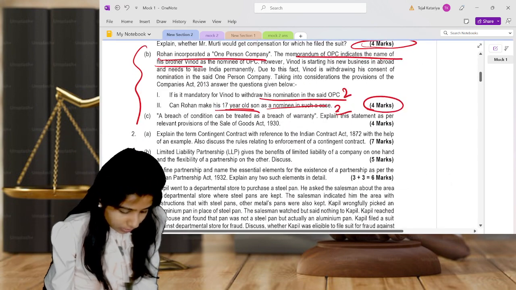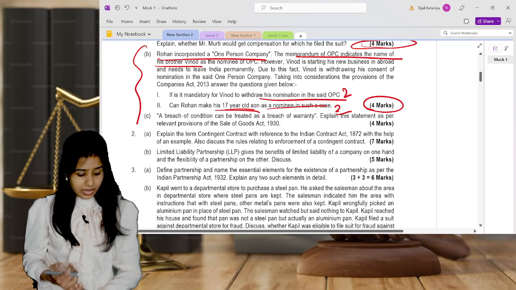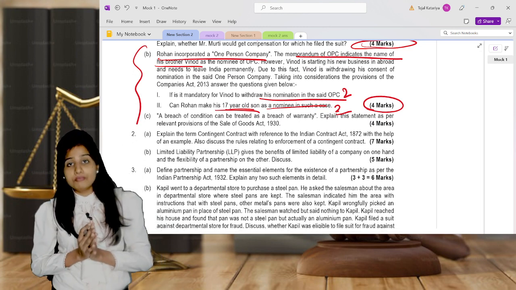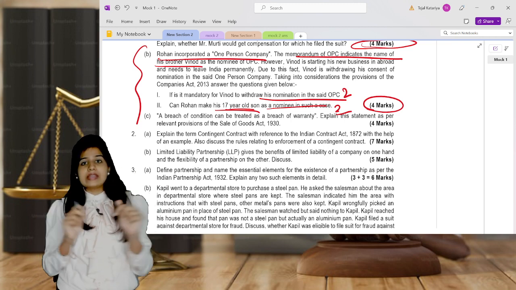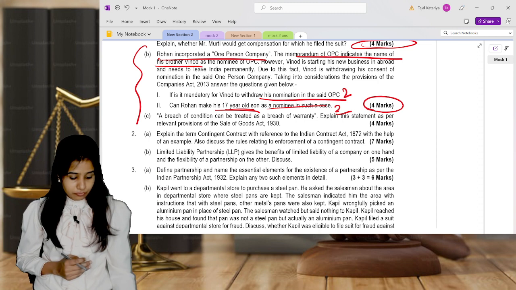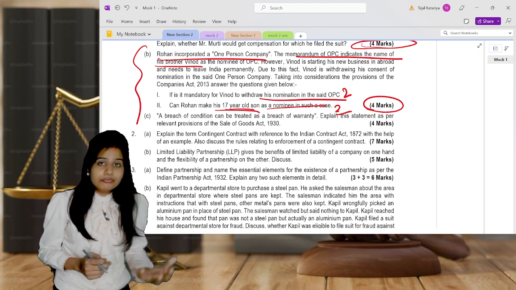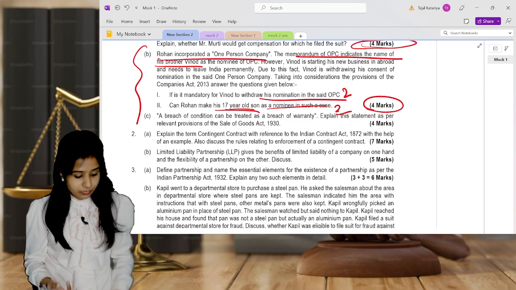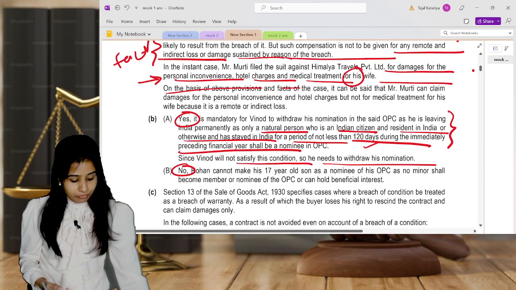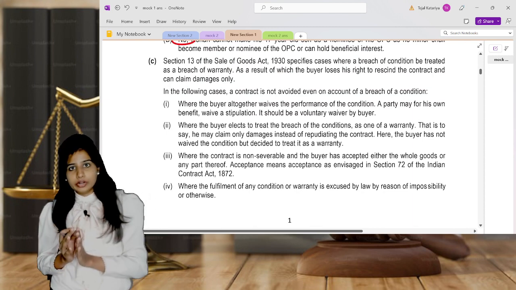Now question number 1C. Here a straightforward question is there: a breach of condition can be treated as a breach of warranty. If you remember, there was one diagram in your module, in the Sale of Goods Act, showing that there are a few situations where the breach of condition will also be treated as a breach of warranty. Why? Because breach of condition is quite serious as compared to breach of warranty.